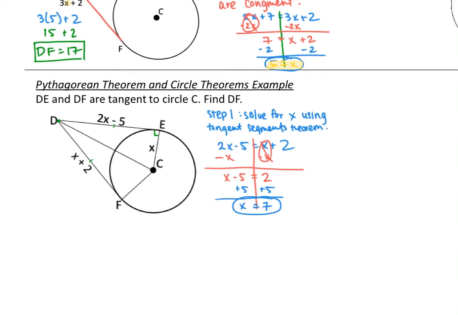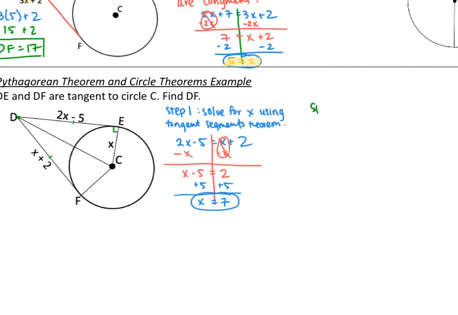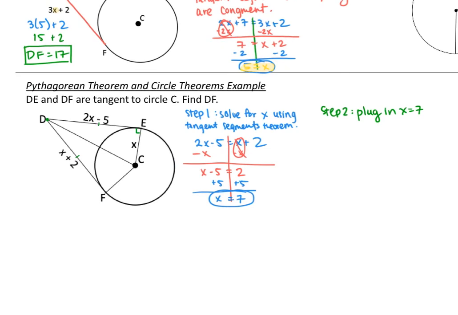Okay, so step 2 is we're going to plug in x equals 7 everywhere we see it. So we solved for x, we got x equals 7. Now I'm going to plug it in everywhere I see an x. We are going to take this top triangle here and use that to solve for DF. Oops, this is a typo actually. This should say solve for DC. So make sure you fix that there, that we're solving for DC, which is the hypotenuse of that triangle.